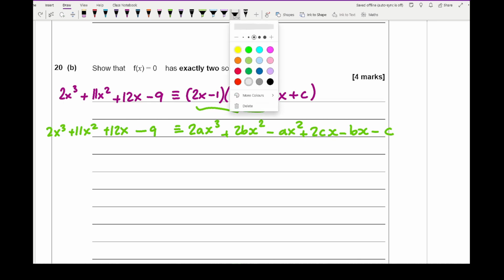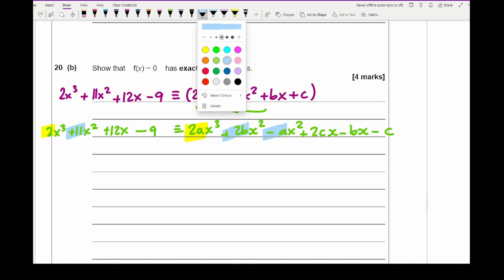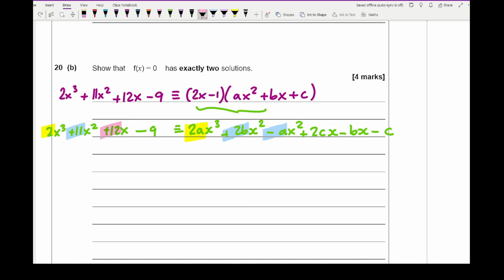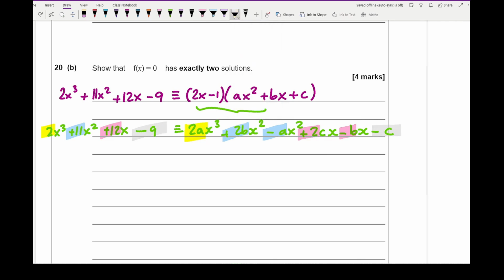So for this, if I use my markers, here we've got 2, and that's going to be equal to 2a. Everything with an x squared, so that's 11 on that side, I've got plus 2b minus a. Apologies if it's not come out great on the highlighter. Let's go for a different highlighter that we've not used. Let's go for pink. So here I've got plus 12, and everything with an x is that and that. And then on the last one, let me use a different highlighter. Let's go for grey. We've got minus 9 and we've got minus c.